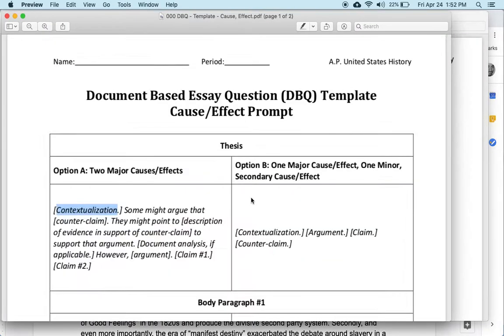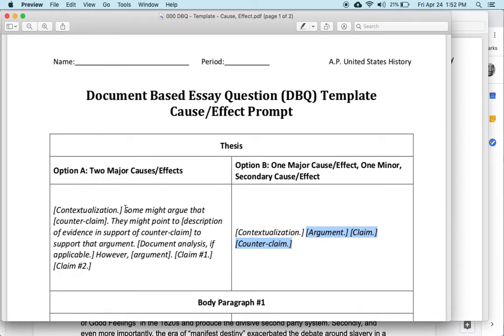Next thing I have to do, if you follow this template, is explore the counterclaim. So I'm going to argue that it was mostly division. The expansion of American territory in the 1830s, 40s, and 50s mostly caused conflict. There's no right answer to this question. You could argue that it mostly caused unity, but I'm going to argue that it mostly caused conflict. Or remember, you can argue that it was a little bit of both.